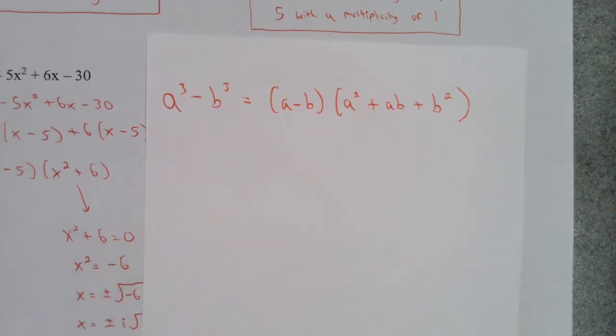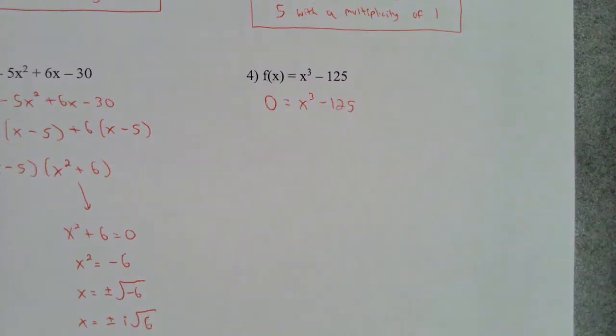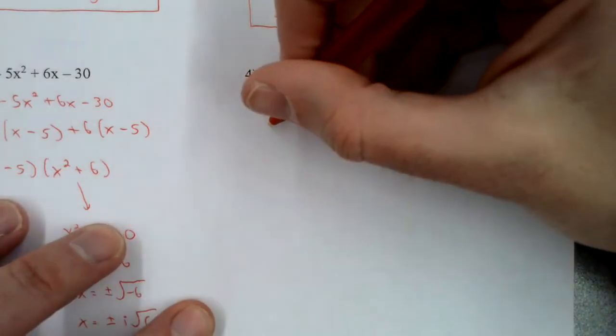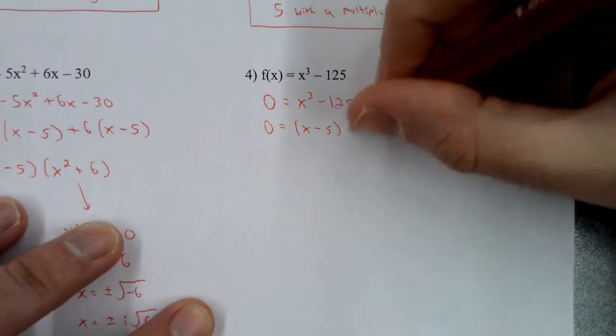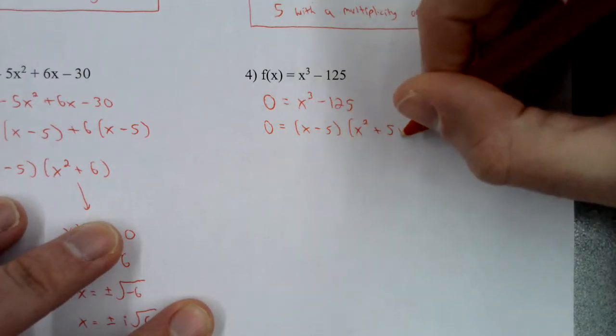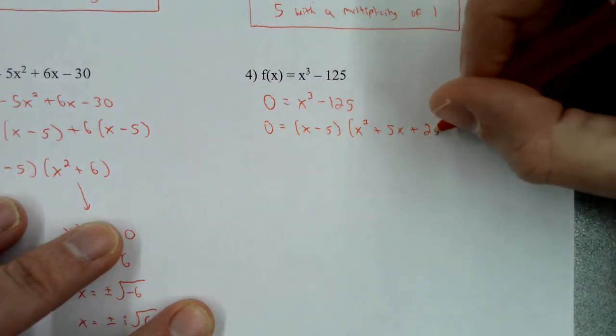So that's how we're going to factor that. That was from Unit 7, Lesson 1. It's been a while. Okay, so it'll be x minus 5 times x squared plus 5x plus 5 squared, which is 25.